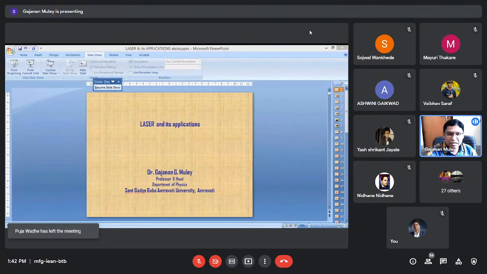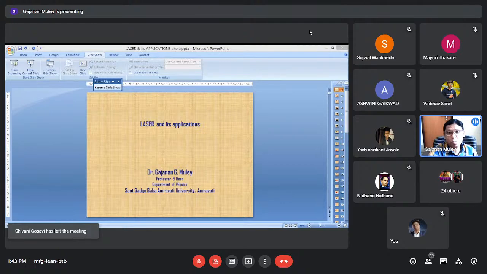But if you consider E1 less than E2 and N1 less than N2, it means the number of electrons in energy level E1 is less than the number of electrons in energy level E2. The number of atoms in the excited state is more than the number of atoms in the ground state.